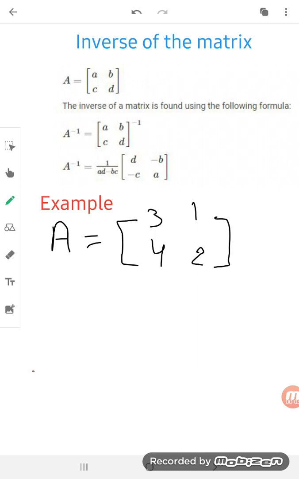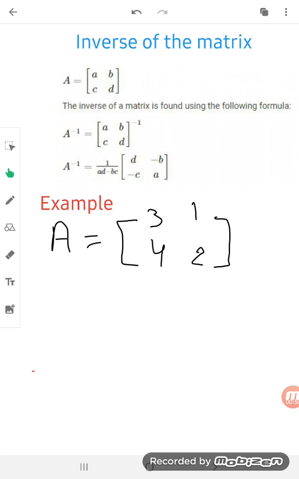Today, inverse of the matrix. How can you find the inverse of any matrix? For example, A equals [A, B; C, D]. This matrix has an inverse, A to the power of -1, meaning the inverse of the matrix A equals 1 over AD minus BC.